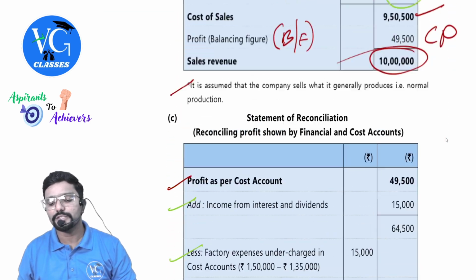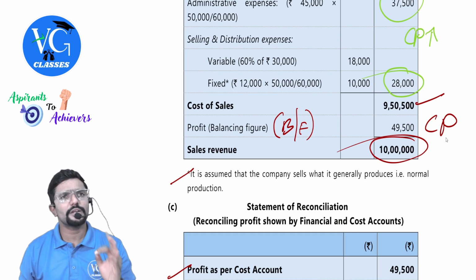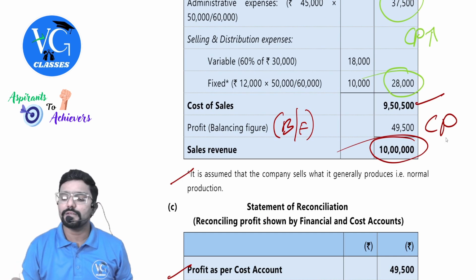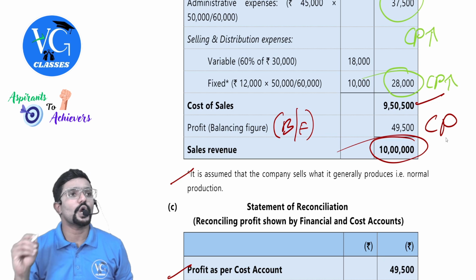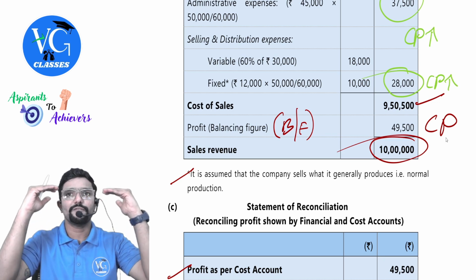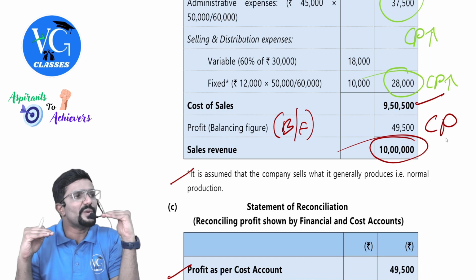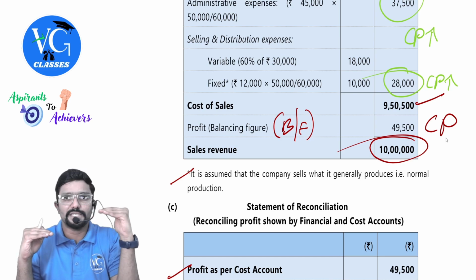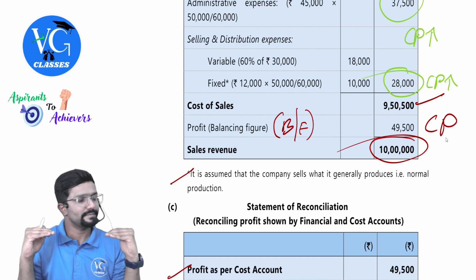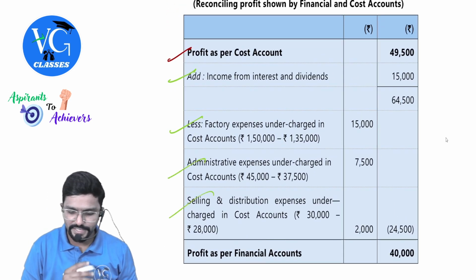Under observed how much? 2,000. Now we have to take it. Selling and distribution under observed how much? 2,000. Because of this, my costing profit has gone up, because in financial we have charged 30,000. So financial profit has come down by 30,000, whereas my costing profit has come down only by 28,000. Now 2,000 plus is there. What should I do? Deduct. Okay, guys, taken care of.